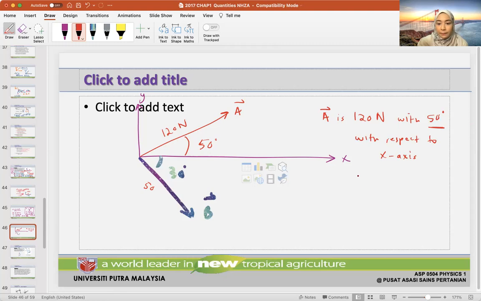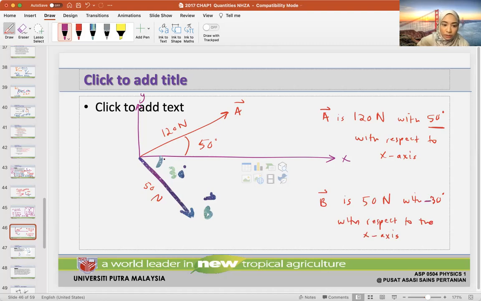And then what about B? B is 50 Newton with 30 with respect to x-axis. Okay, but the 30 is below the x-axis. So does that change our description here? Negative 30. Negative 30, yes.